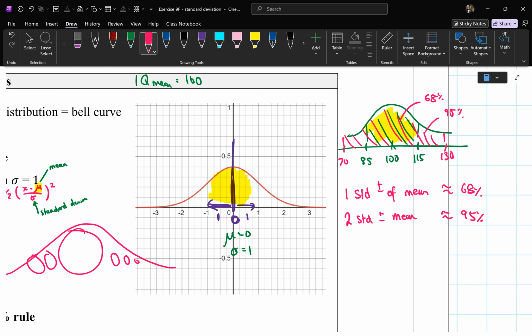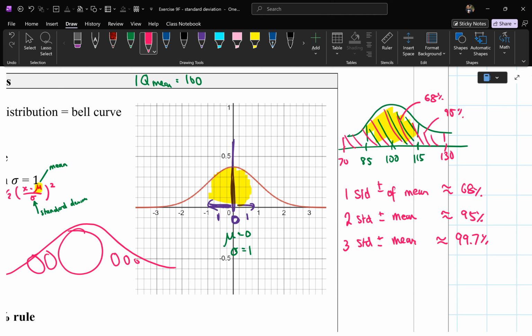And then the last one, 3 standard deviations to the left and right of the mean will give you approximately 99.7%. This is just a fact that you're going to need to know for our exam. At year 10 level, this is all you need to memorize.